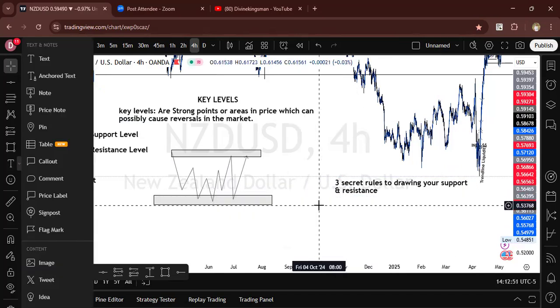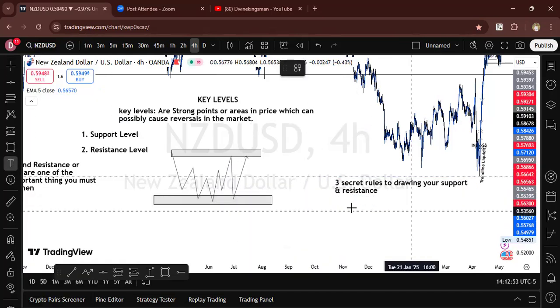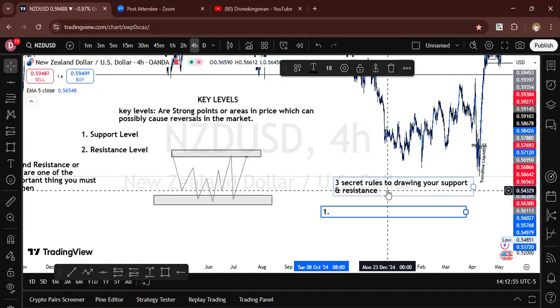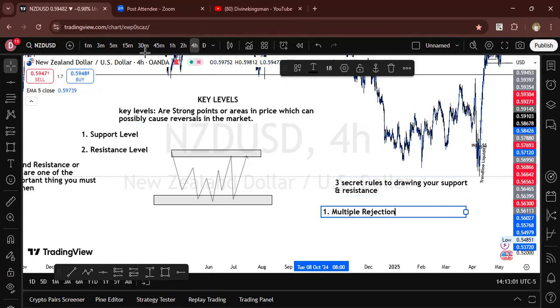So the first secret rule is going to be multiple rejections. Now, the second secret rule is that price needs to move away significantly from the swing low or swing high. I'm going to explain what swing low and swing high is.